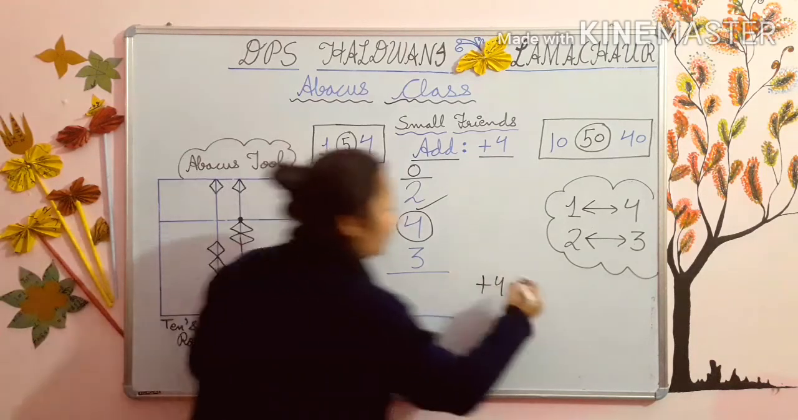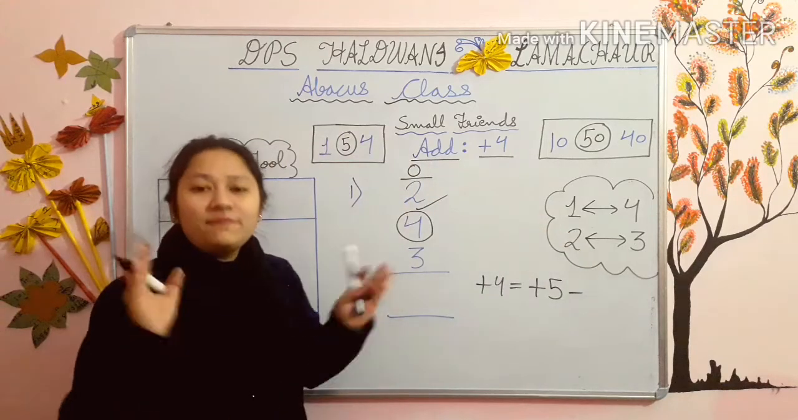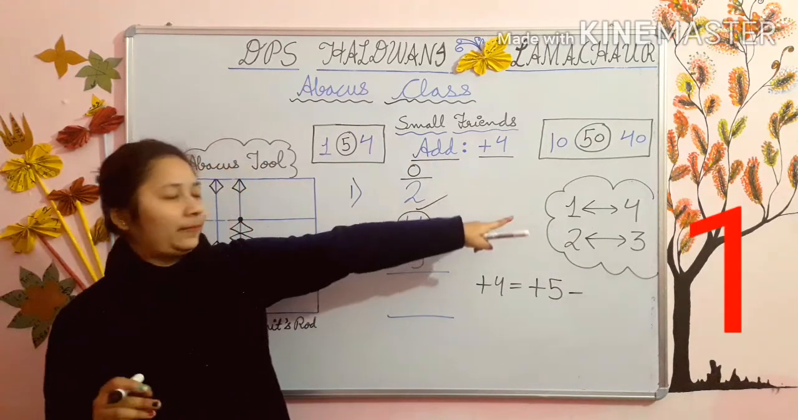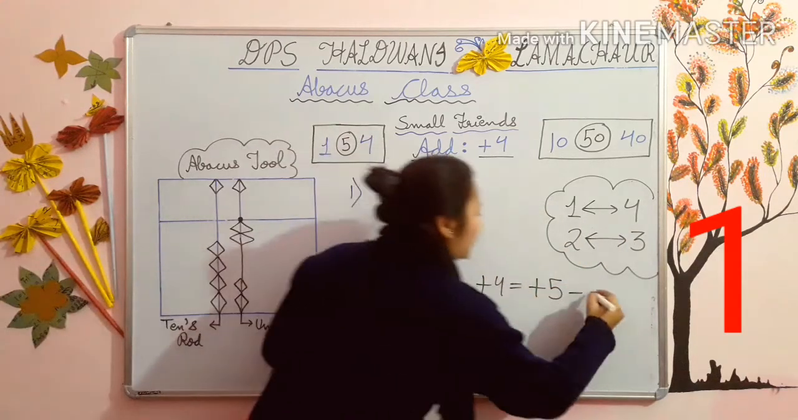First of all, you will add 5. And then you will subtract the friend. Now who is the friend of 4? See there. Who is the friend of 4? 1. So you will subtract 1.